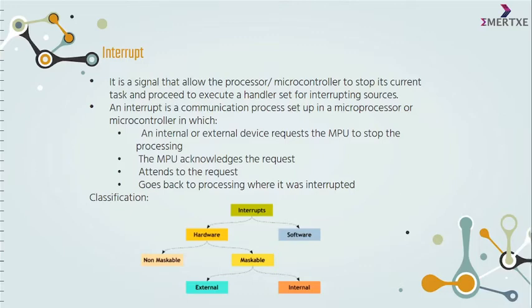and goes back to processing where it was interrupted. As for the classification of interrupts, there are two types of interrupts: hardware and software. Hardware is divided into maskable and non-maskable, and maskable is divided into external and internal.